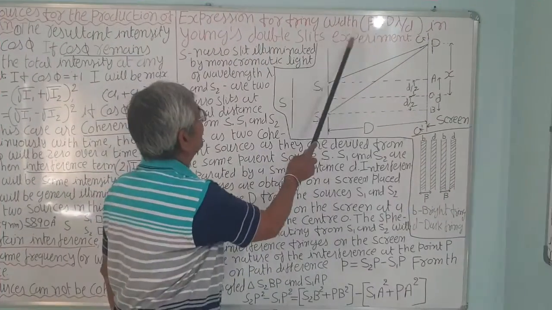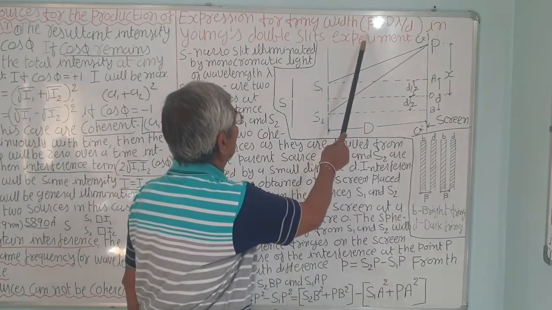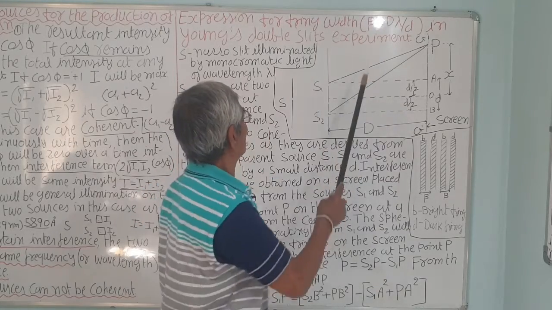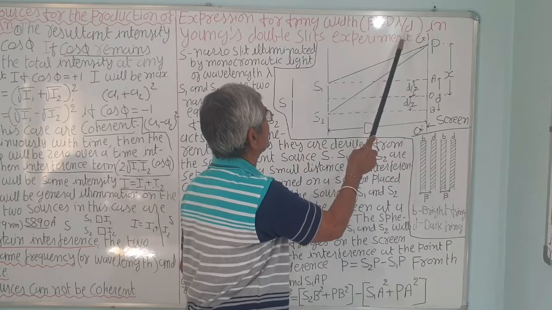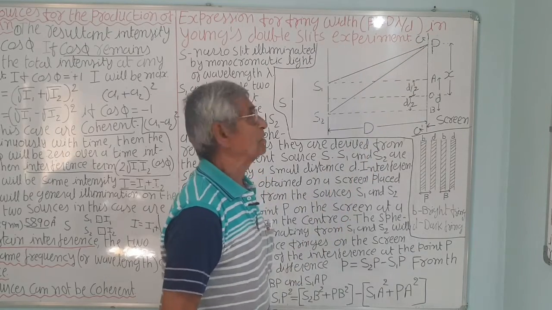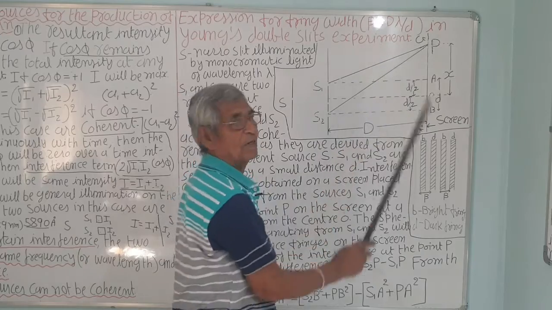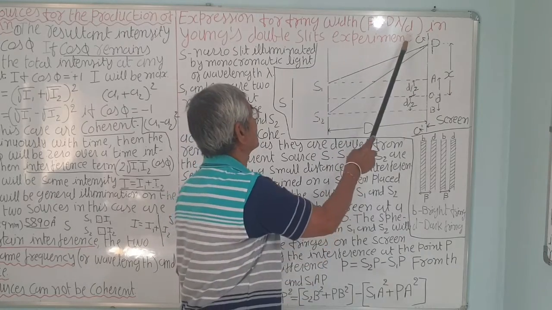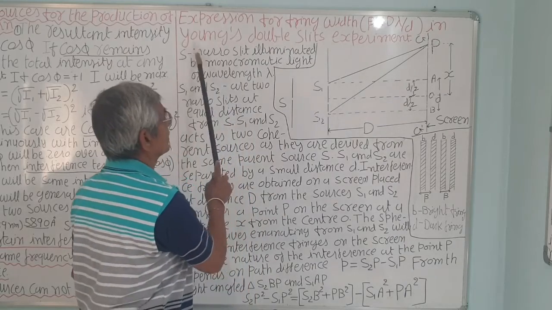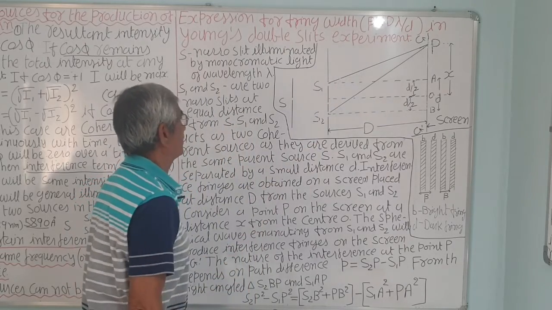Expression for the fringe width. Beta, the fringe width, is the distance between two consecutive bright fringes or dark fringes. That is D lambda upon small d. D is the distance of the screen from S1, S2. Lambda is the wavelength of the light used, and d is the separation between the two slits S1 and S2. Correct? That is in Young's double slit experiment.